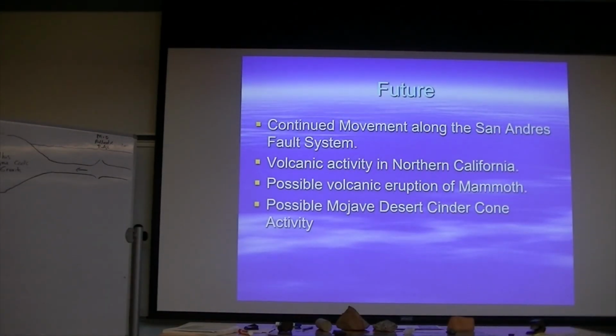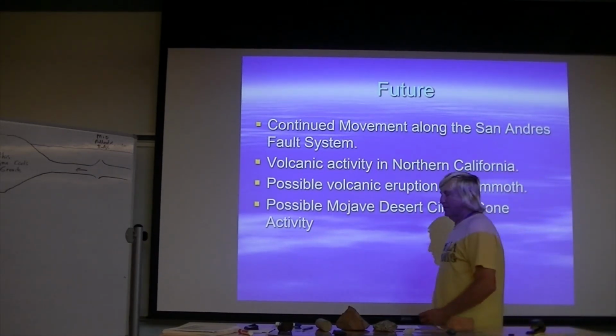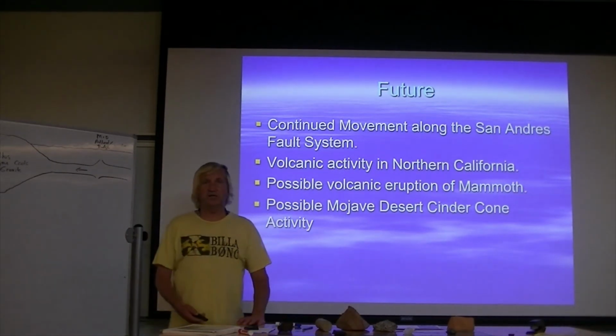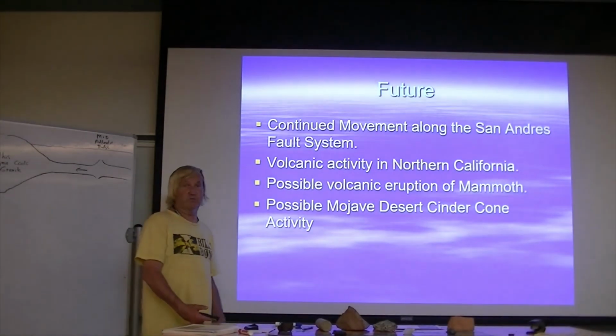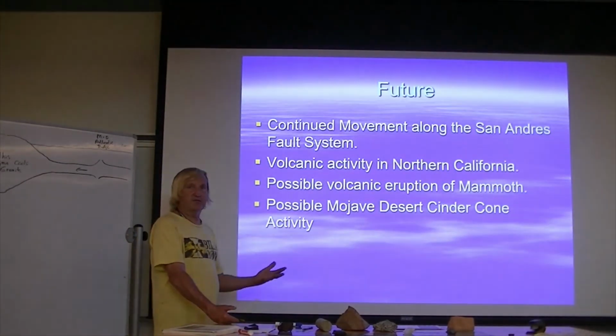So there's going to be continued movement along the San Andreas Fault, and the San Andreas Fault is going to move to the east. What does that mean for places like Barstow? Certainly an increase in earthquake activity. You have to realize that the mountain ranges and the deserts were formed because of tectonic processes, and tectonic processes generate earthquakes. So if you live in a mountain area, you can expect to see earthquakes.